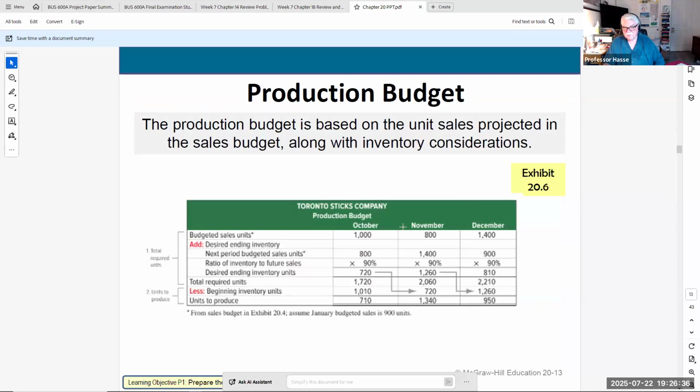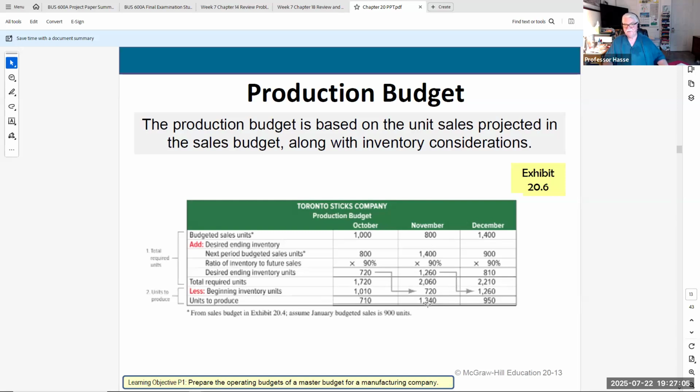Here's our sales. Remember, in the sales budget, we're going to sell 1,800 and 1,400 units in those months. How many units do we need to produce in those months? Remember, we have inventory coming into the period, so we're going to have to produce a lot more in November because our inventory was down.